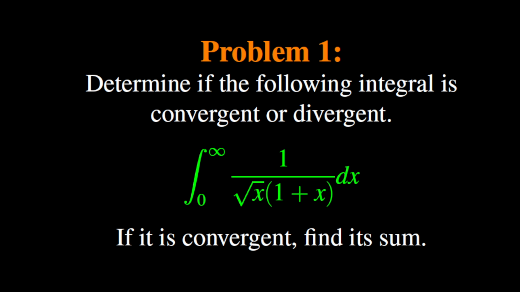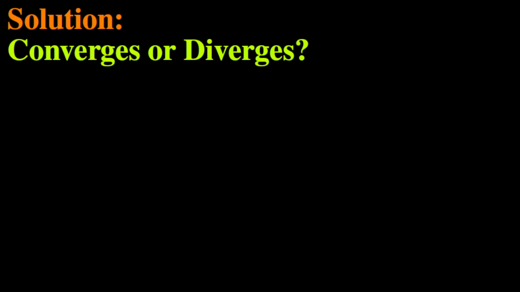We will start this homework session by solving problem 1. In this problem we are asked to determine if the integral from 0 to infinity of the function 1 over the product square root of x times 1 plus x is convergent or divergent. Moreover, if it converges, we are asked to find its sum. We will first investigate the convergence or divergence of this integral.